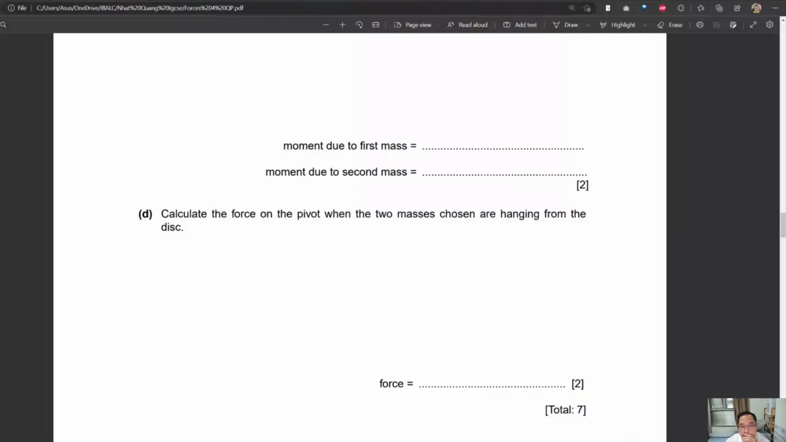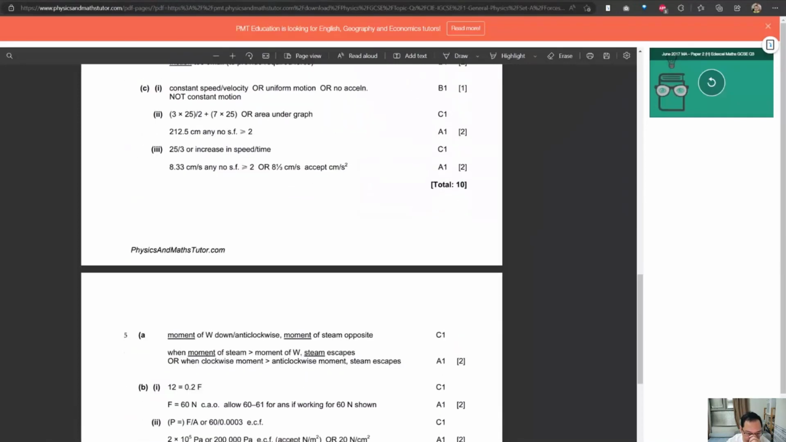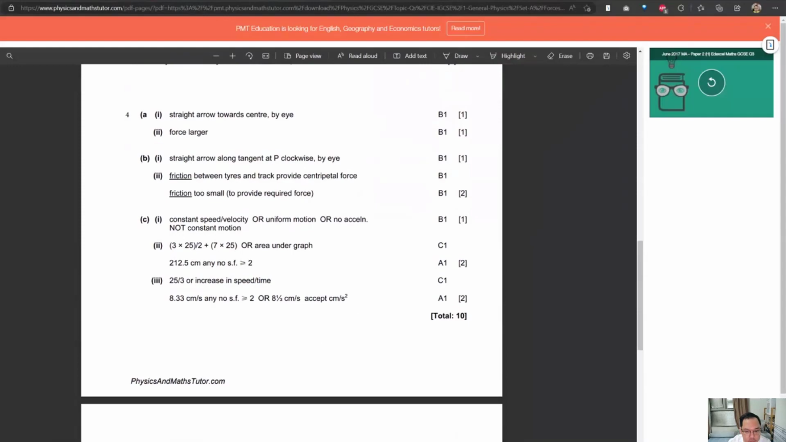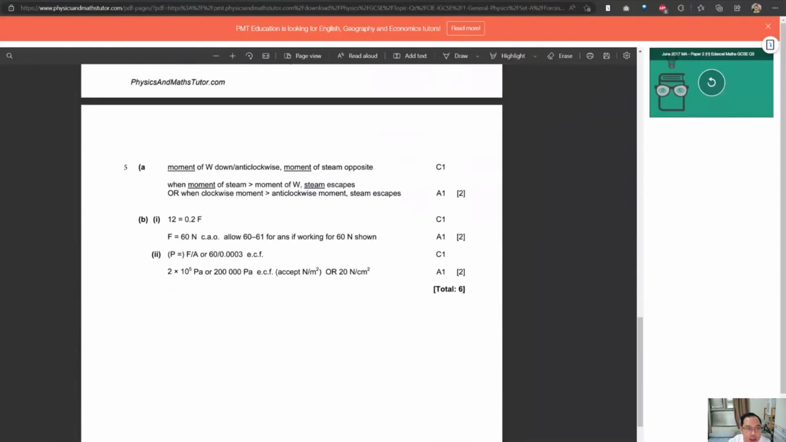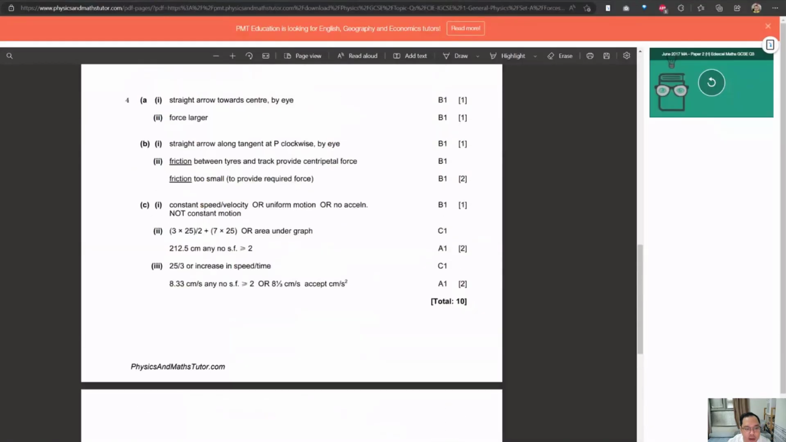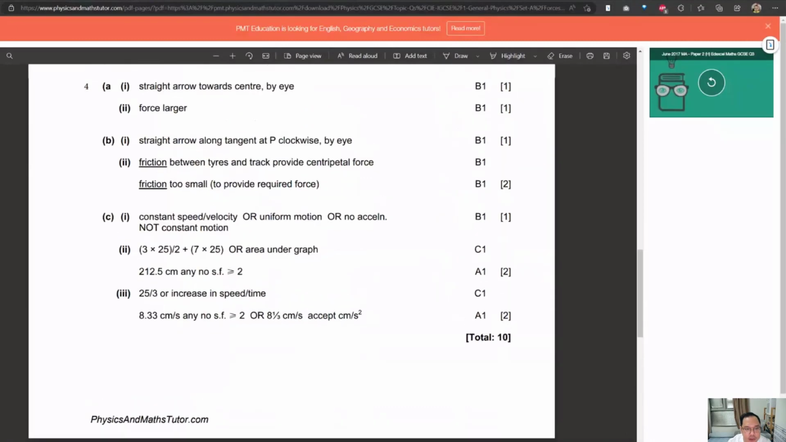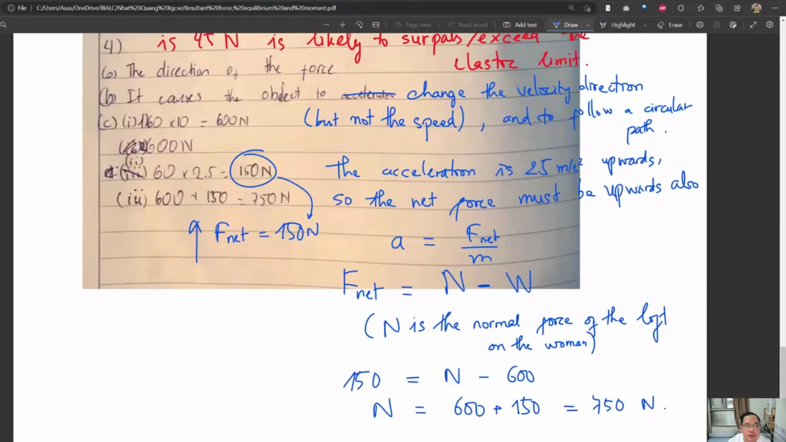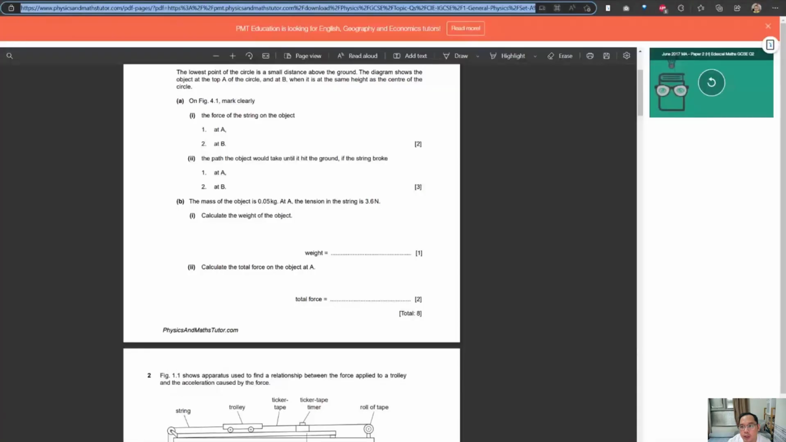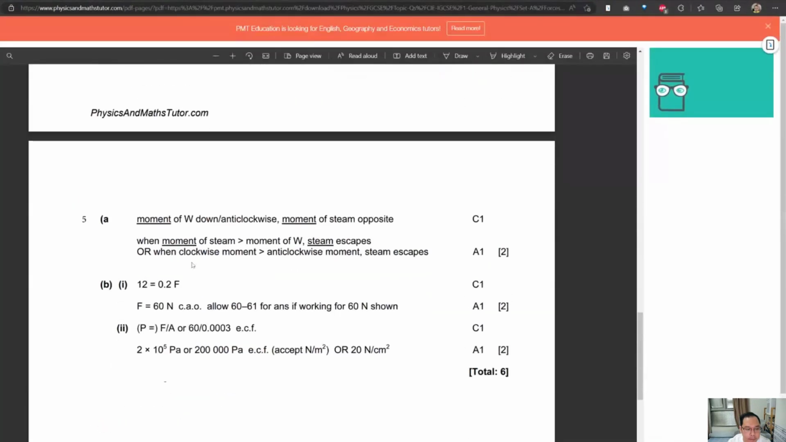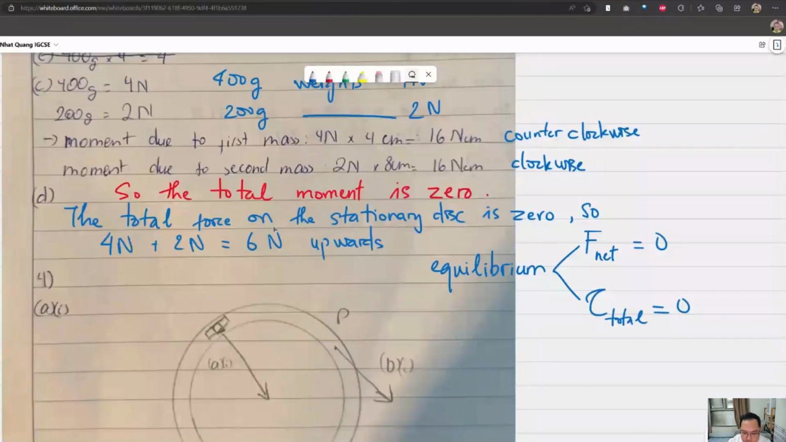Okay, let's see the mark scheme here. Question D, no, there's no answer for question D. That's weird. Wait, it's probably the wrong answer. This is not the answer, but this is forces paper. Mark scheme here. Yeah, there's something wrong, but okay.